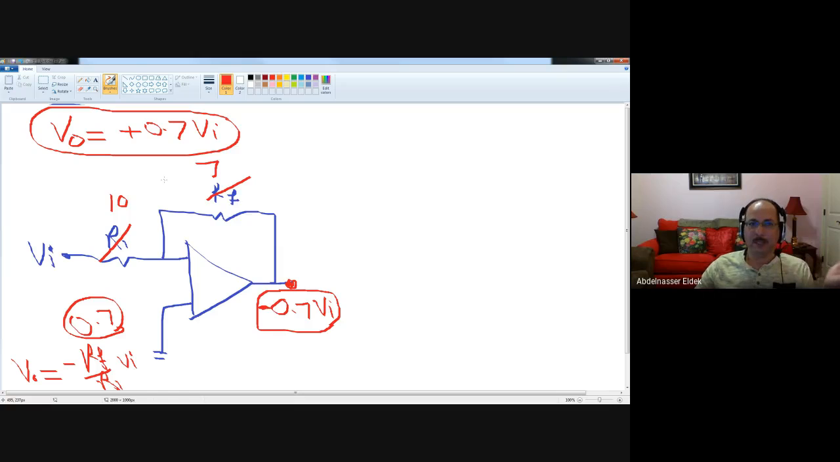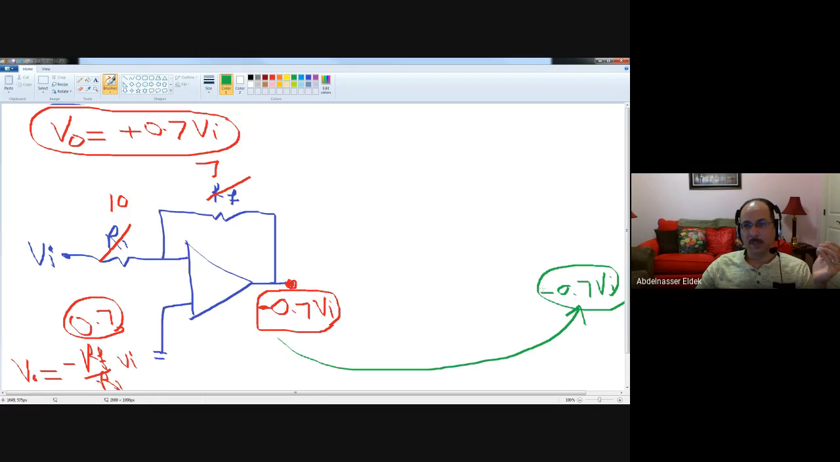So if you want to make it positive, it's very easy. All you have to do is use an inverter. You will change this one from negative to positive. You want to make it positive 0.7 VI. So I want to change it from negative to positive, so you have to select an inverter.